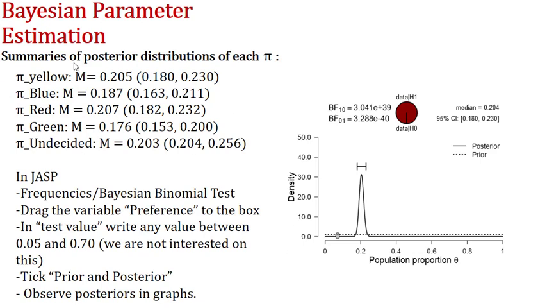And here are the summaries for all the posterior distributions. Okay, so for pi yellow, the mean of that distribution is 0.205, and the 95% confidence interval is between 0.18 and 0.23. So basically, we are saying that we are 95% confident that in the population, the proportion of people supporting the yellow party is between 18% and 23%.